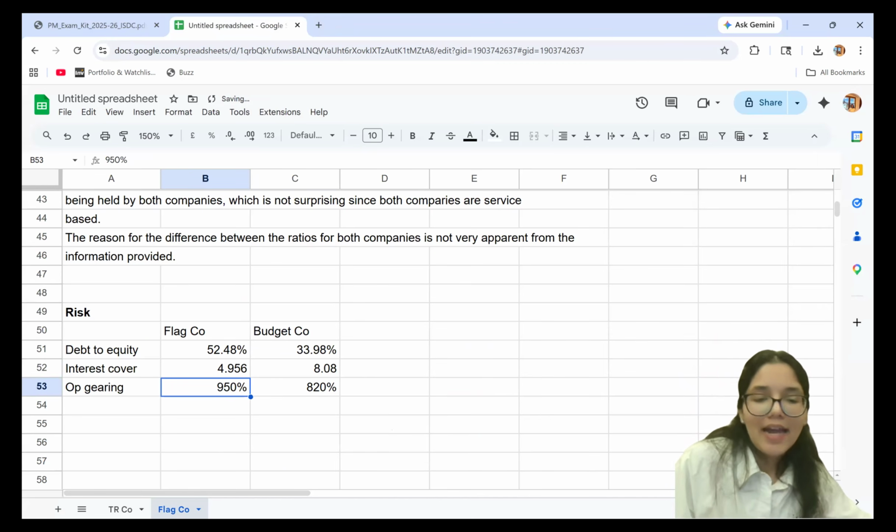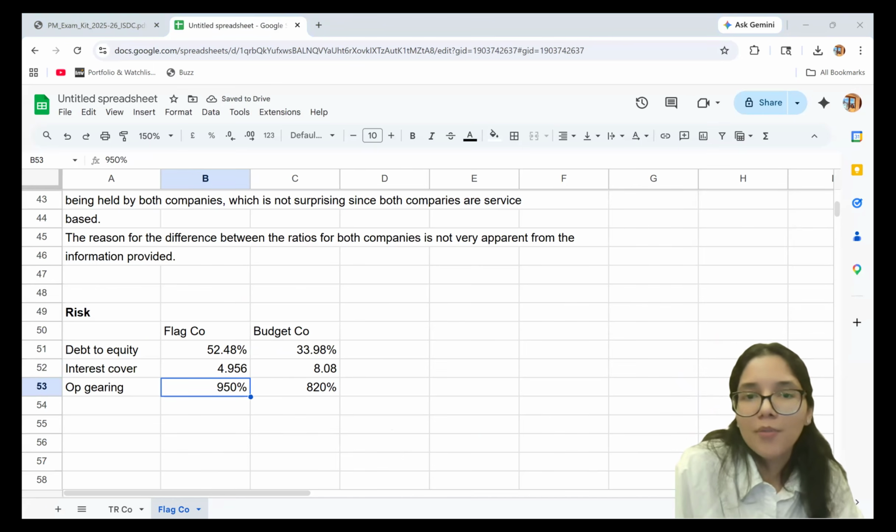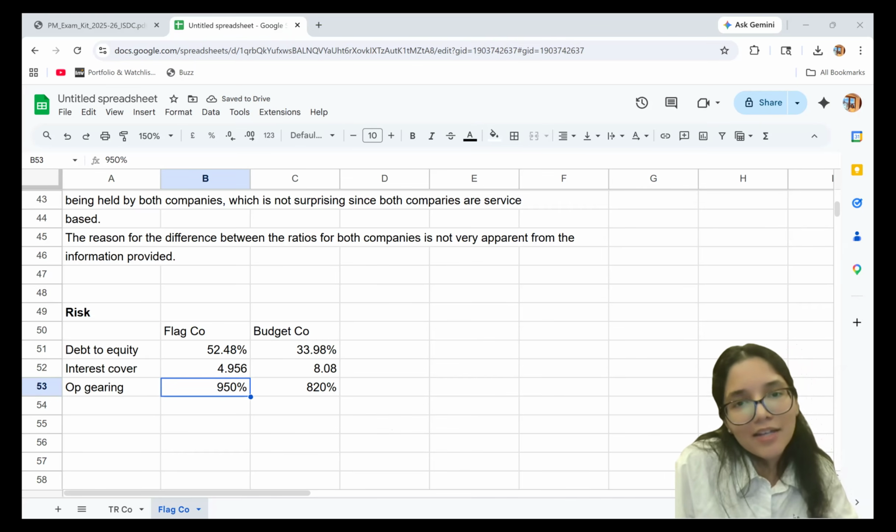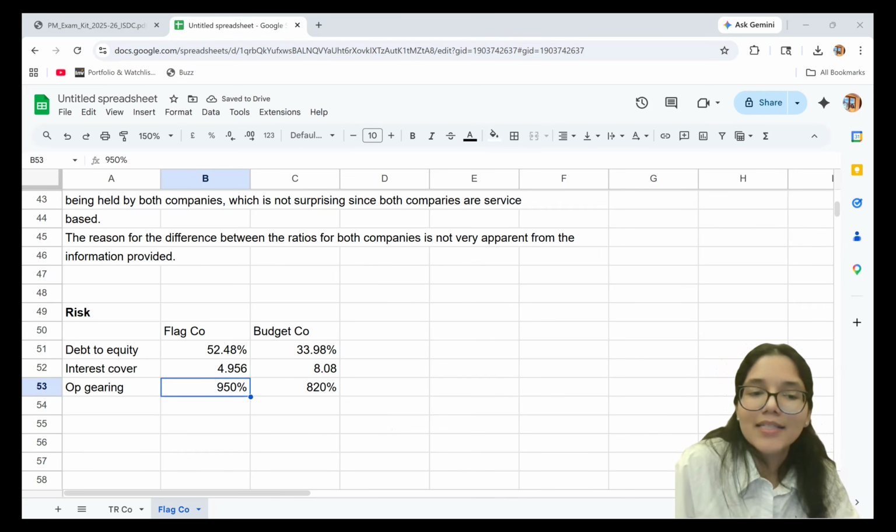Now guys, before we write our final answer, let's discuss the performance a little. If you have a look at the debt to equity ratio, whose ratio looks a little better, Flag company or Budget company? Budget company. Budget company's ratio looks better. Why? Because they have less debt compared to equity. That makes them less financially risky. Flag company's ratio is higher, which tells you that this company is more financially risky. Then if you talk about the interest coverage, who has a better interest cover ratio?